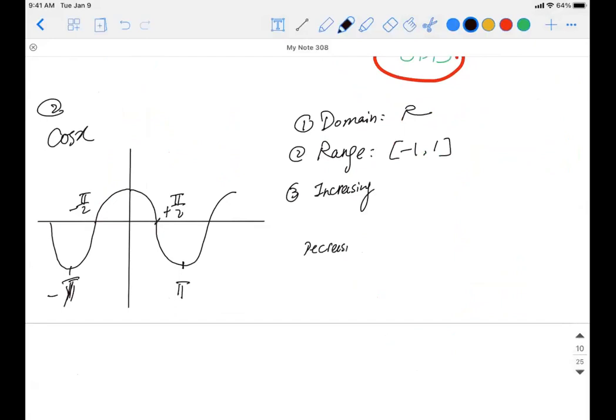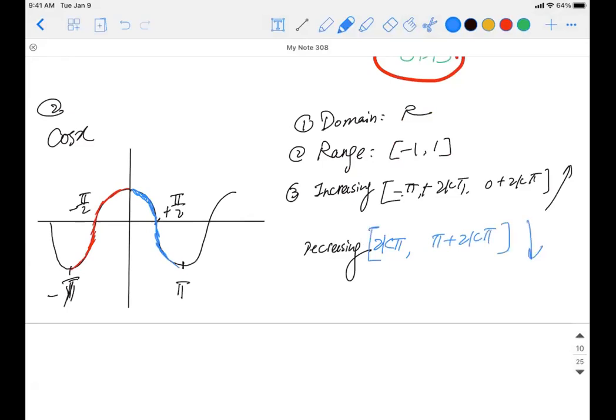Increasing. Whenever x is from -pi plus 2k pi to 0 plus 2k pi, cosine x is an increasing function. This is this part. Whenever x is in this other part, from 2k pi to pi plus 2k pi, cosine x will be a decreasing function. Again, because cosine x is a periodic function, you can't only give one period. You need to give multiple periods, because the entire domain is all the real numbers. So this increasing, decreasing happens periodically: this is another increasing, and then another increasing, and so on and so forth.